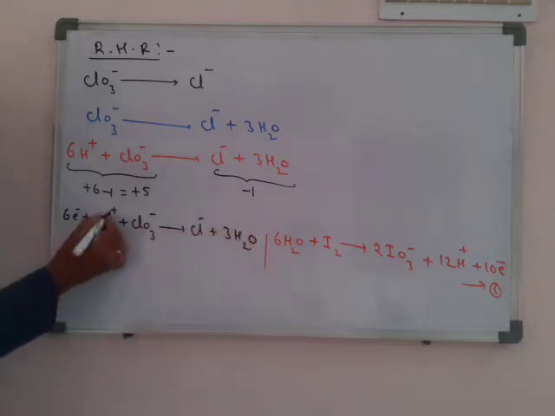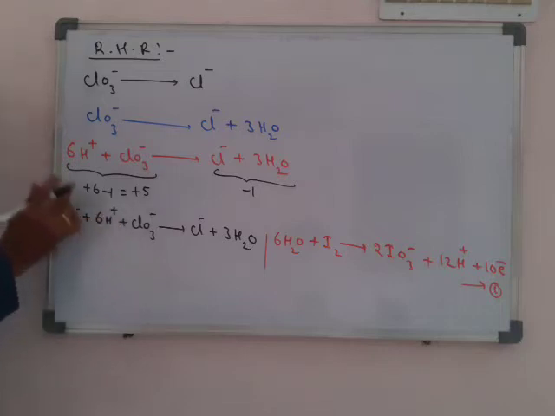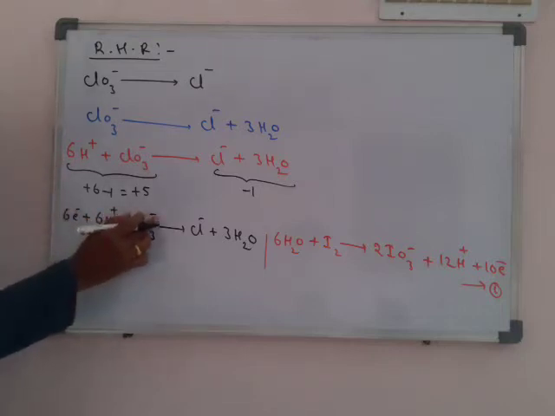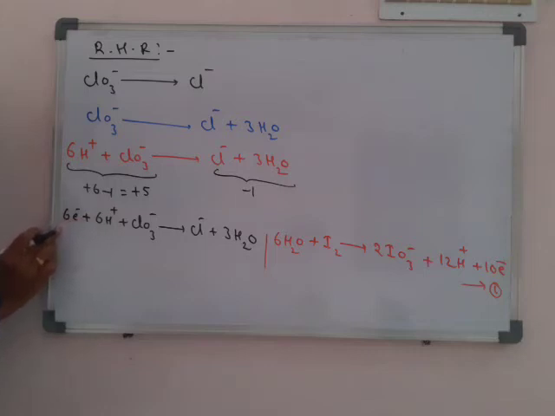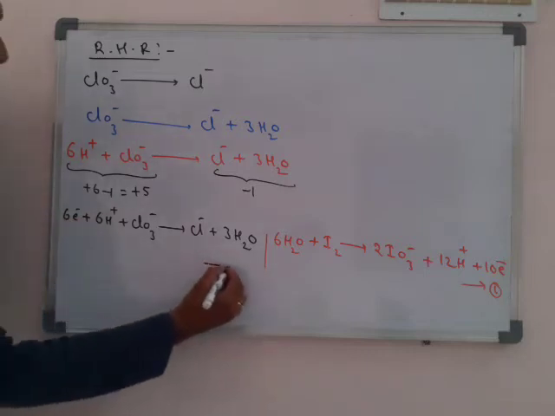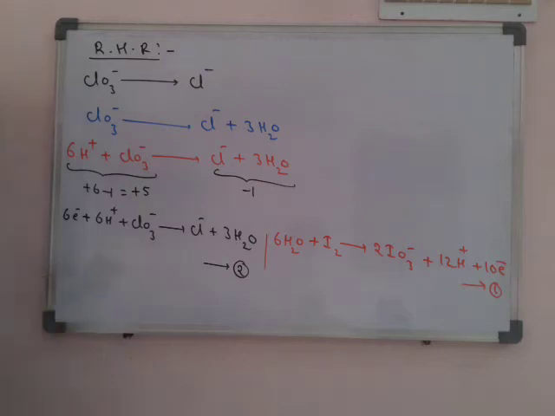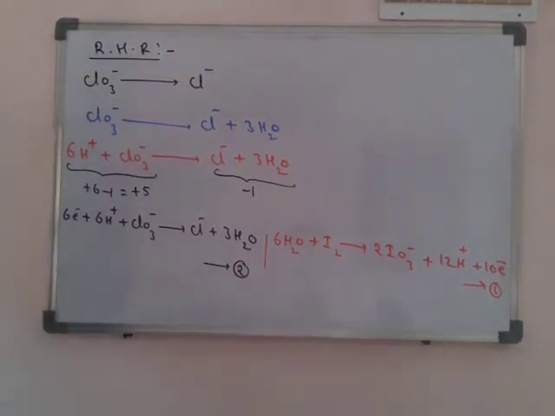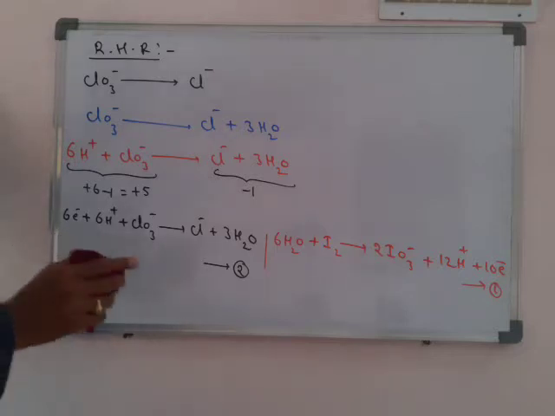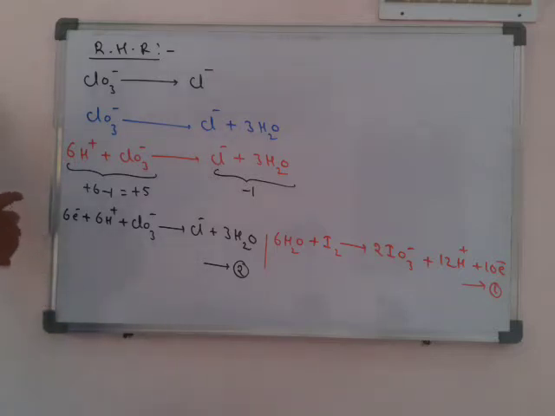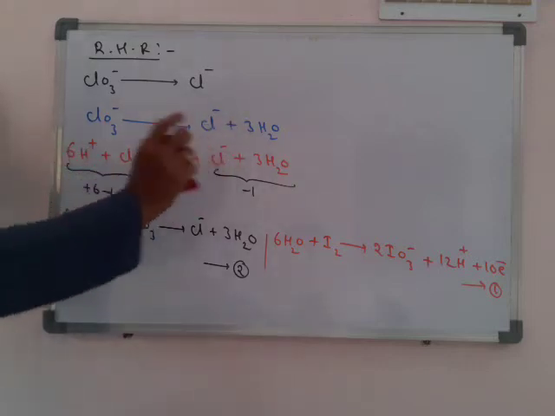Here minus 1, and here plus 6 H plus. There is already minus 1 here, so plus 5, and with minus 6 it becomes minus 1. Say this is equation 2. Now see whether the electrons are equal or not. Here 6 electrons are present on the left side. The hydrogens are also balanced: 6 and 3 H2O. Okay, balanced.